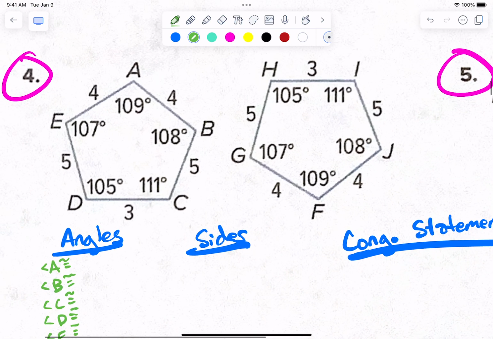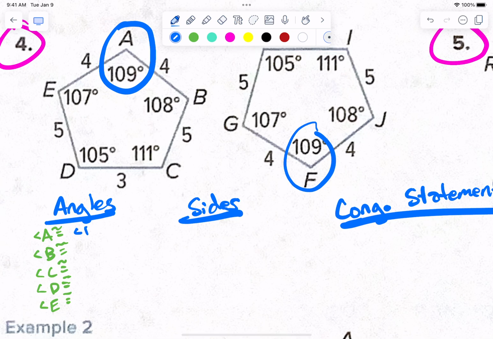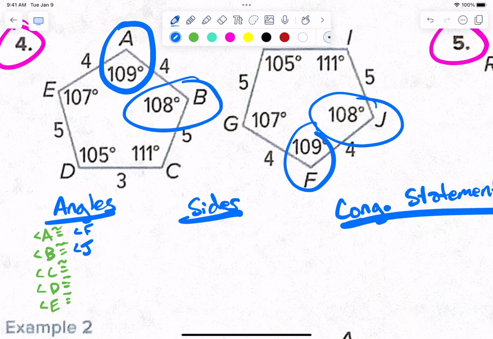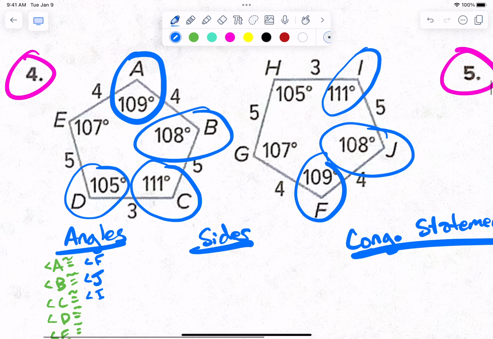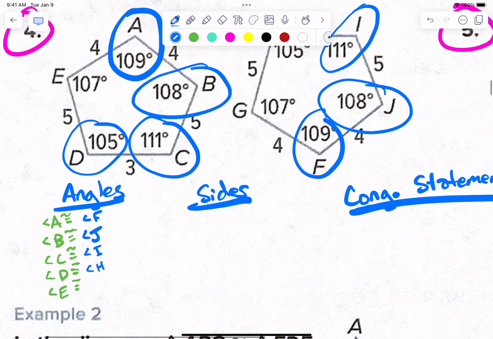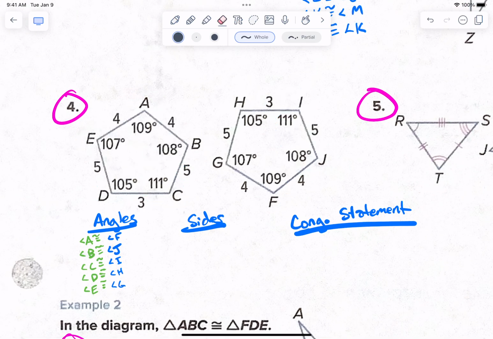Okay. All right, let's figure out which ones go with which. So I just went in order. What's A go with? A goes with F. So angle A is congruent to angle F. B goes with J. Okay. C goes with I. Yep. D goes with H. Okay. And E goes with the last one, G. Okay. All right. Now we got to do the sides.